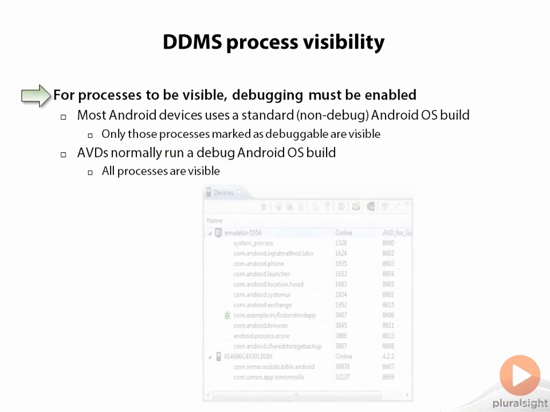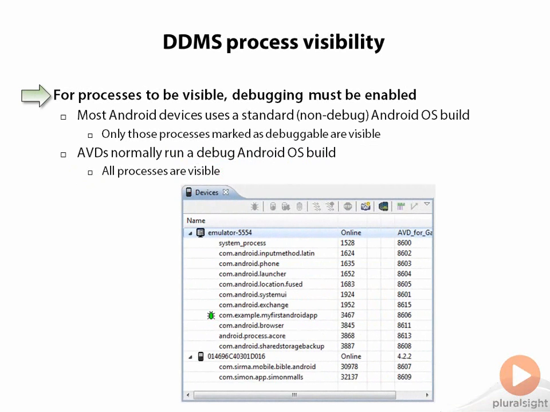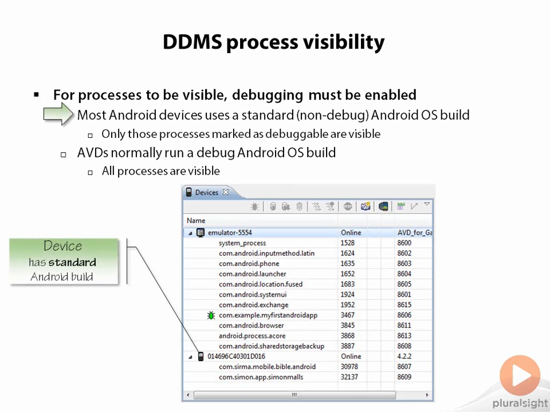Now, when we look at the device tab, and you see each of the devices there, the emulator and the device, you'll notice that there's a different number of processes showing in each one of those. What it comes down to is that for a process to be visible in DDMS, debugging must be enabled. When we look at the device information, there's only two processes showing in this case. That's because most devices ship with a standard build of Android. In other words, it's not a debug build, it's an actual production build of Android.